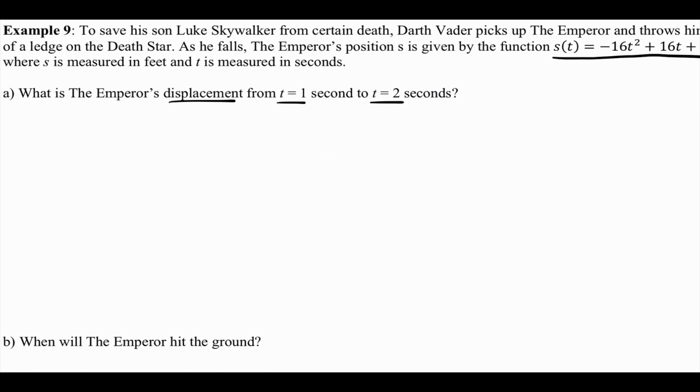What am I going to use? I have 3 options. I can use position, I can use velocity, or I can use acceleration. Which one of those 3 tells me about where I'm at? Position, right? So I'm going to use position. How do I know where he's at at 1? Plug it into position. Plug in 1, plug in 2, subtract.